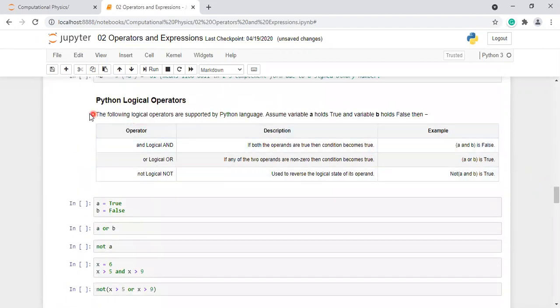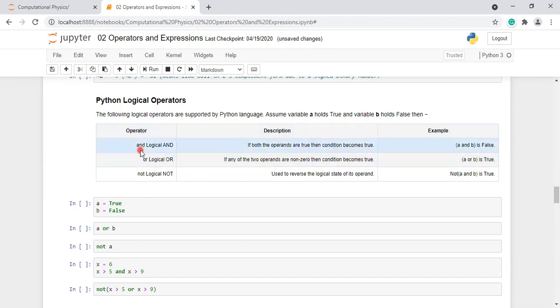Let us do Python logical operators. The following logical operators are supported by the Python language. Assume A is a Boolean data type and it holds the value true, and the variable B is also a Boolean data type and it holds the value false.